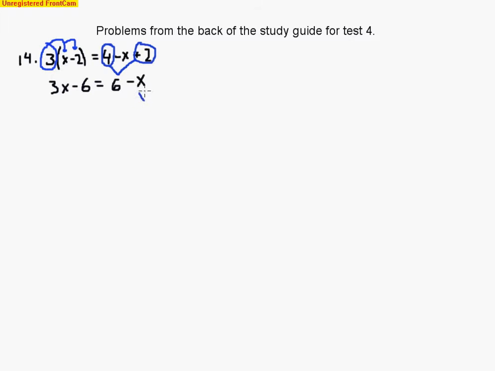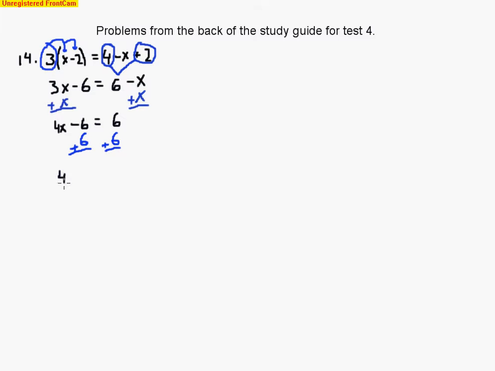So here I'm going to take this negative x and cancel it out by adding x to both sides. So when I do that, now I'm left with 4x minus the 6 equals positive 6. So I just have two more steps at this stage. I need to move this negative 6 back to the other side. So the way I'll do that is add 6 to both sides. And when I do that, I'm down to one final step.